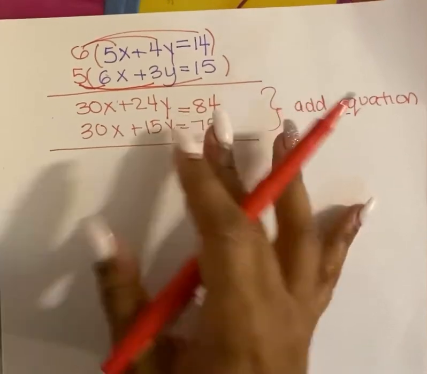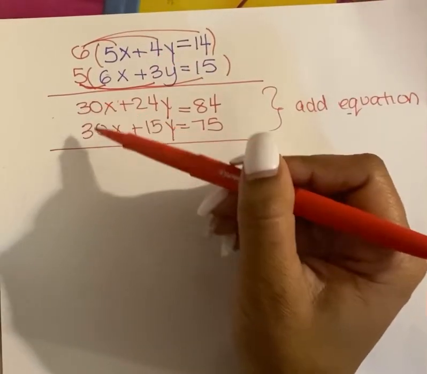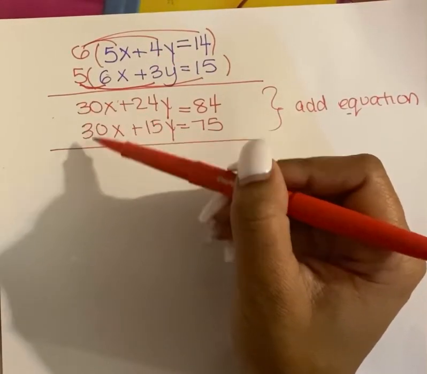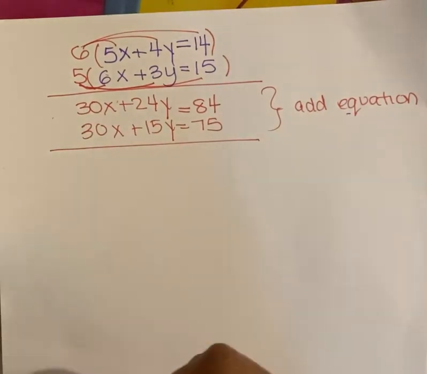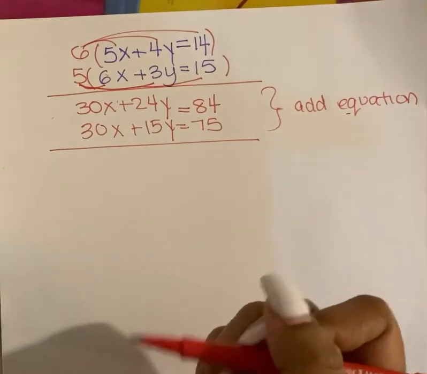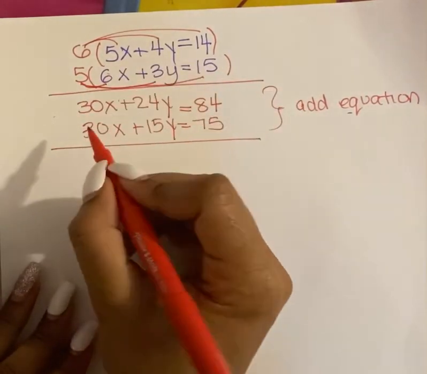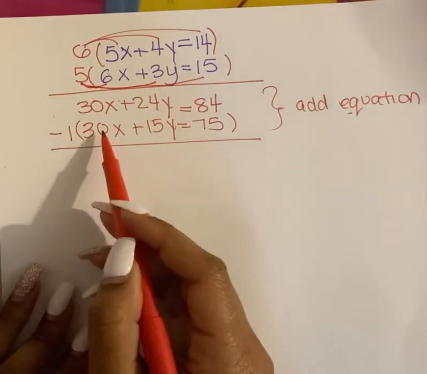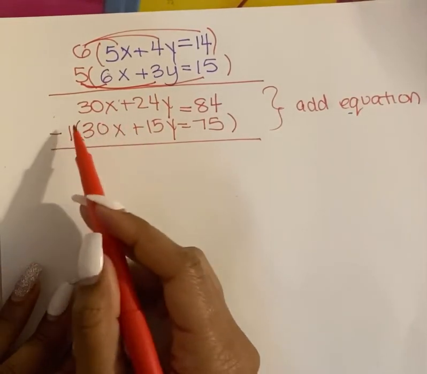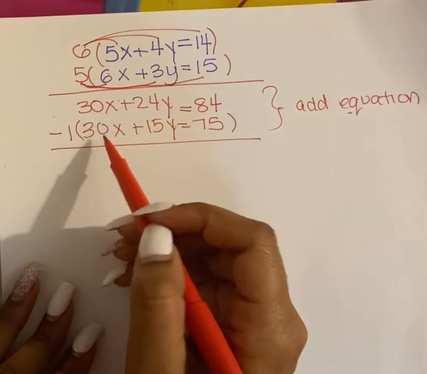So what needs to happen is we want one of them to be negative, right? We want them to be opposites of one another. So if one is 30, then the other has to be a negative 30. And so what do we do to make it a negative 30? You're just going to pick one of the equations and multiply it by a negative 1. So negative 1 times 30 will give me a negative 30 here, which will allow these to cancel out.